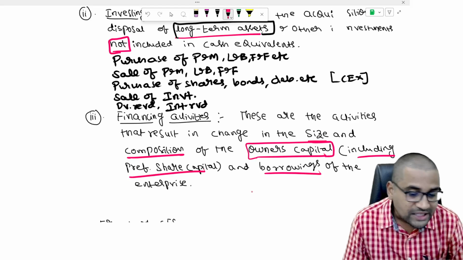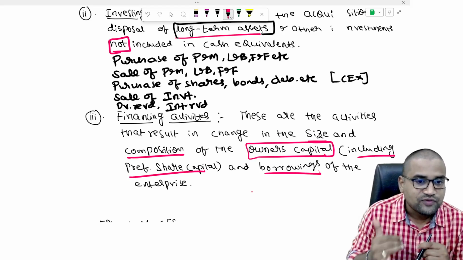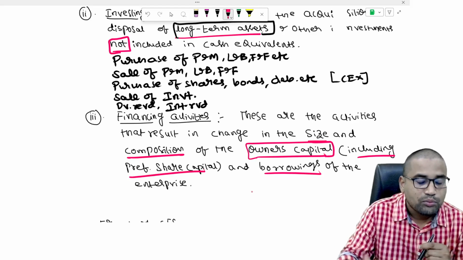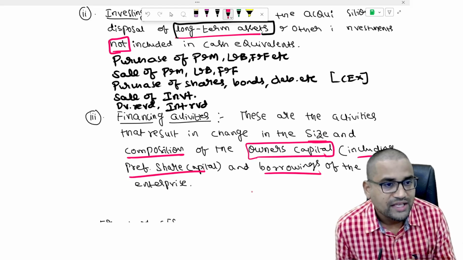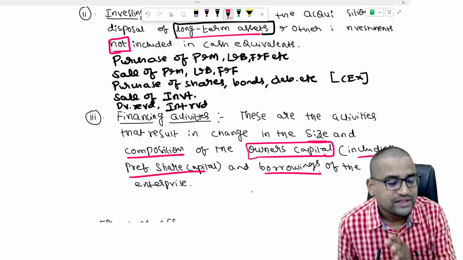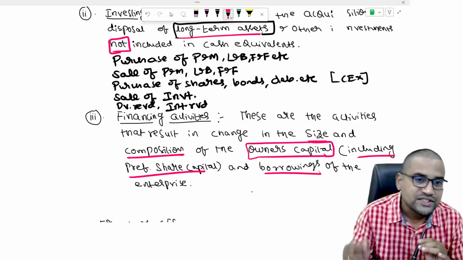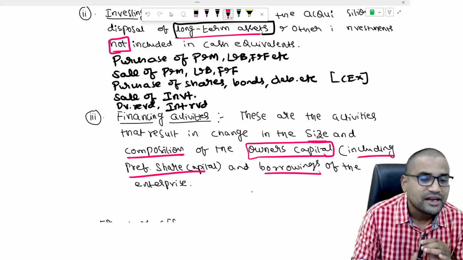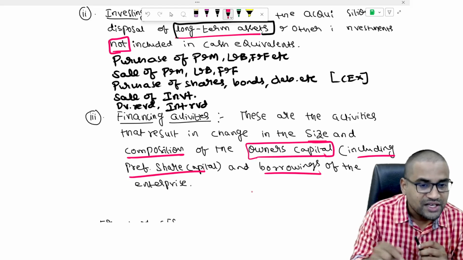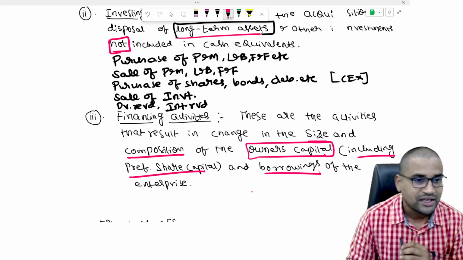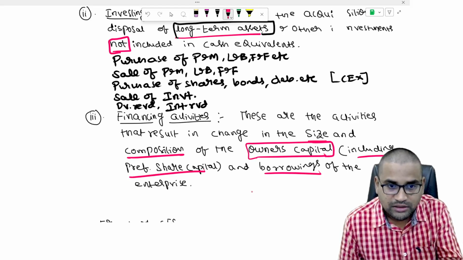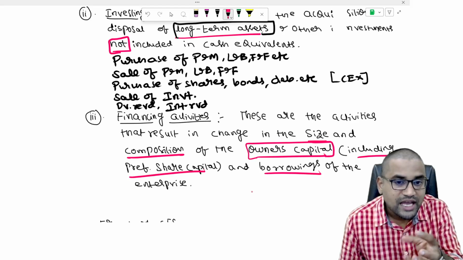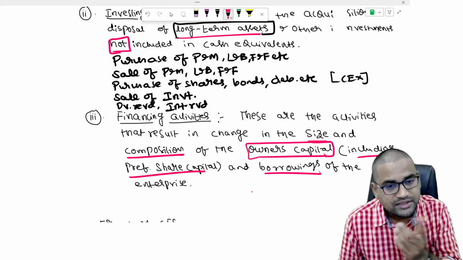Outflow. Sir, when you issue shares, there is an inflow. When you redeem shares, there is an outflow. Both inflows and outflows are under financing activities only. If inflow is under financing activity, outflow under investing activity will not come. If inflow is in one activity, outflow also comes under that activity. For example, purchase of fixed asset, investing activity, sale of fixed asset, investing activity. Similarly, we have issued shares, so financing activity. The same shares we redeemed, financing activity.